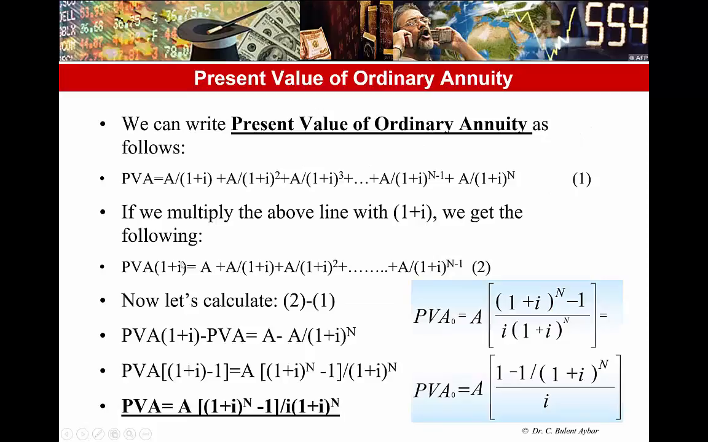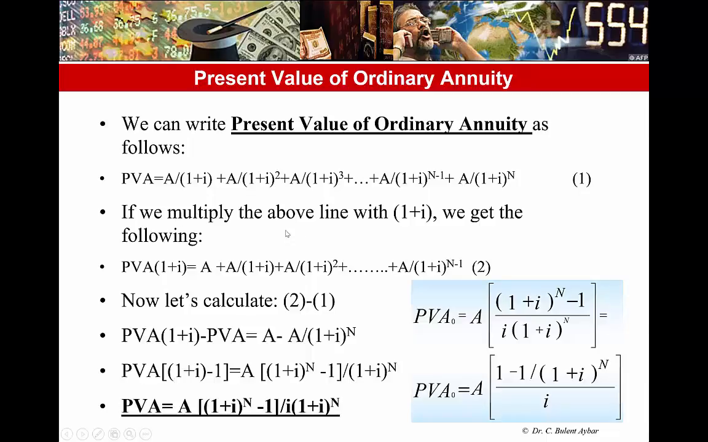We can derive the present value of ordinary annuity in a similar fashion as we did in the future value of annuity. If you remember, the first cash flow is discounted by 1 period, the second cash flow is discounted by 2 periods, and third one 3 periods, and so on. And so the nth cash flow is discounted by n periods.